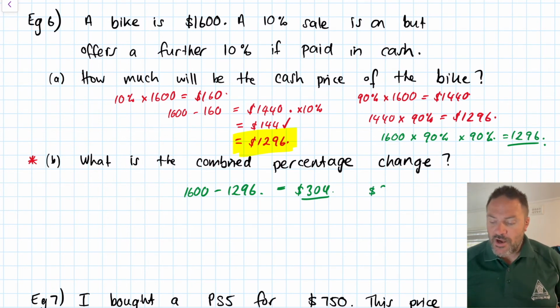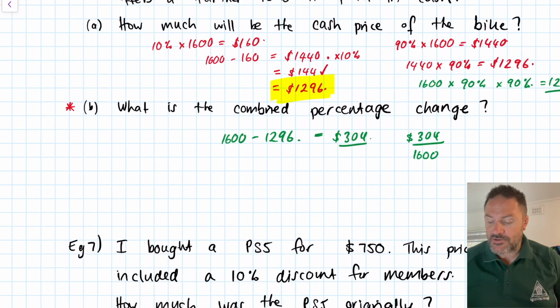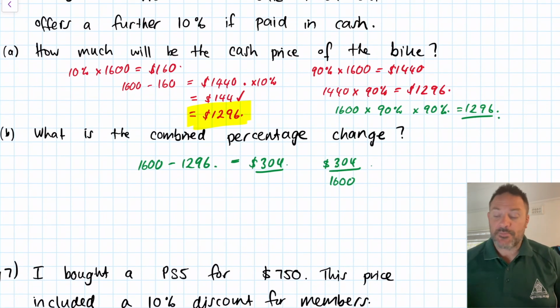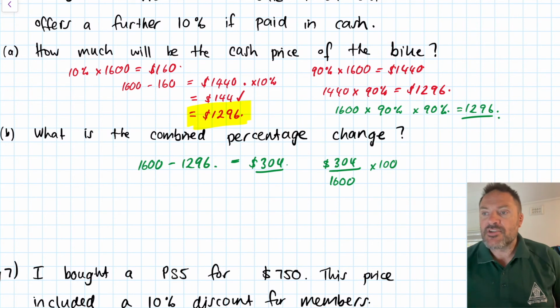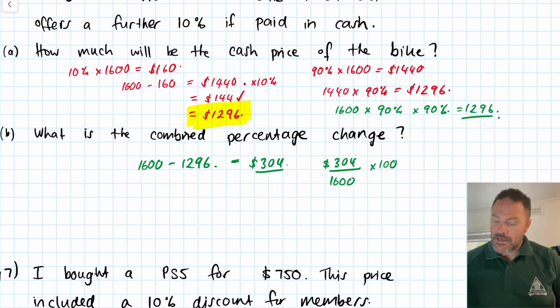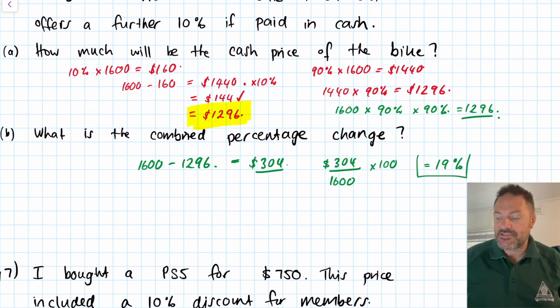So what I'm going to do, I'm going to put my $304, which is my discount, over the original price of $1,600, and any fraction to a percentage, we should remember, we simply times it by 100. So I'm going to type in my calculator, 304, we're going to divide it by 1,600. It would be a calculator question, nothing else, okay? It would definitely not be by hand. And then I'm going to times that by 100%, okay? And we come out with a total of 19%.